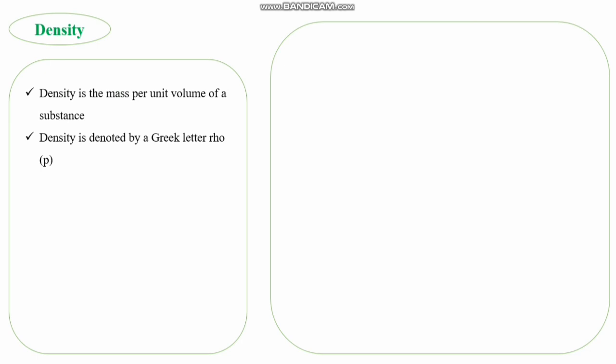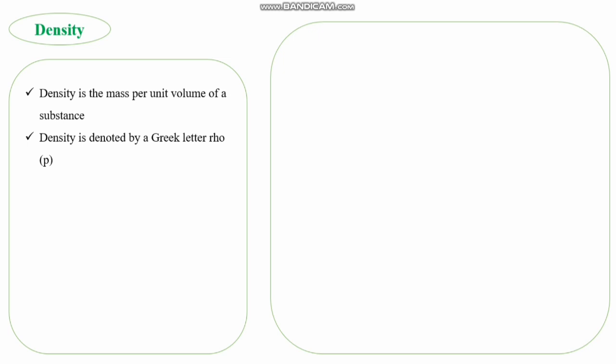Density is the mass per unit volume of a substance. So density is equal to mass divided by volume. That means that density is a derived quantity because it involves a division and a multiplication. Volume is given by multiplication of lengths, and density is given by division of mass and volume. So density is a derived quantity.